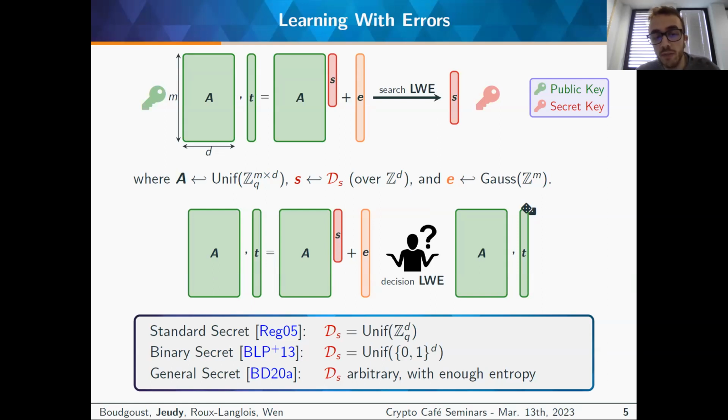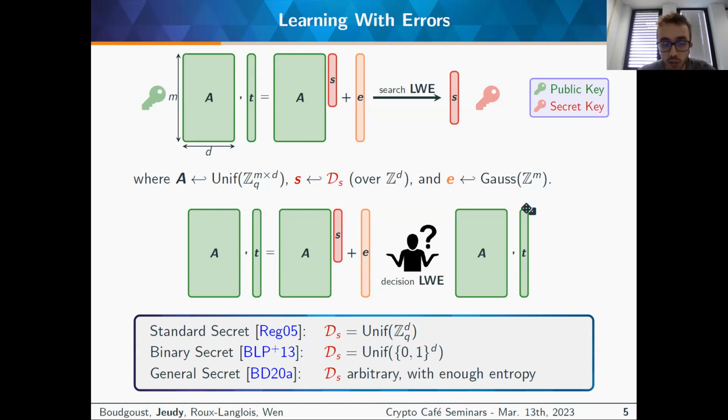Now, you can also have a decisional variant of the problem, which is a little bit more interesting and a little bit more general. The decision problem goes as follows. I give you some A and some T, and I ask you to decide whether T was generated as before, as A times S plus E, or if it was just sampled uniformly at random. This gives me a decision problem, which I'm going to use to prove that certain encryption schemes are secure and construct several cryptographic primitives from it. So it's slightly more interesting.